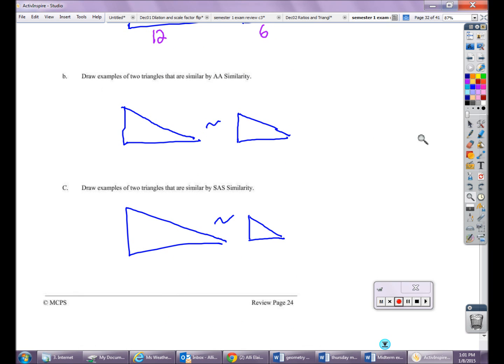All right, now the angles. So let's put an angle. So let's put a 90 here. There's one angle, and let's put a 60 there. That's 2 angles. All done, A.